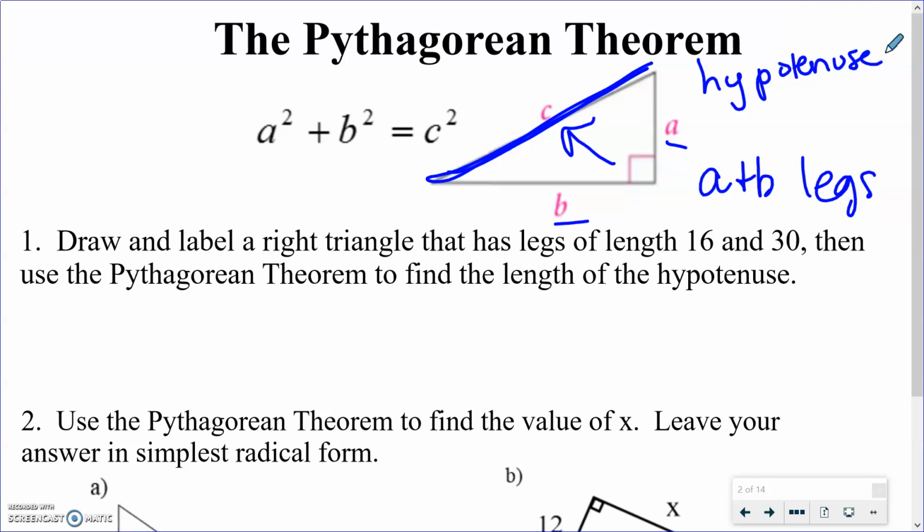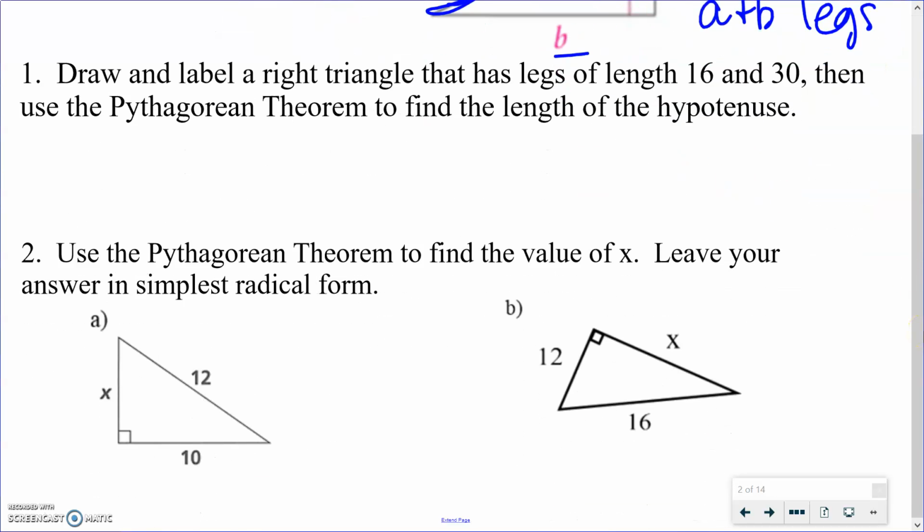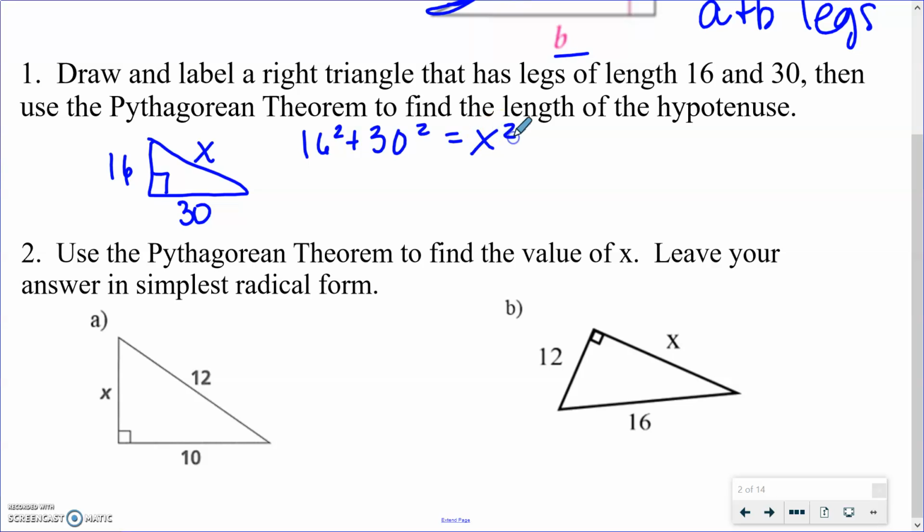Okay, so we're going to practice using those terms. We're going to draw and label a triangle that has legs of length 16 and 30, and then use the Pythagorean theorem, which is going to be a review for us, to find the missing hypotenuse. The legs are the ones that form the right angle, and this is our hypotenuse. The Pythagorean theorem, if you don't remember, is the sum of the legs squared, so 16 squared plus 30 squared will equal the hypotenuse squared.